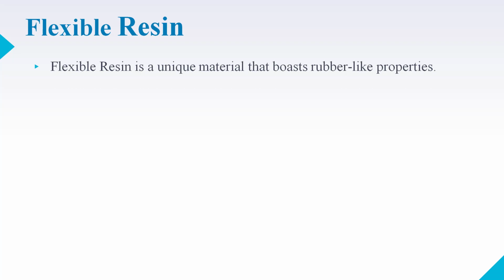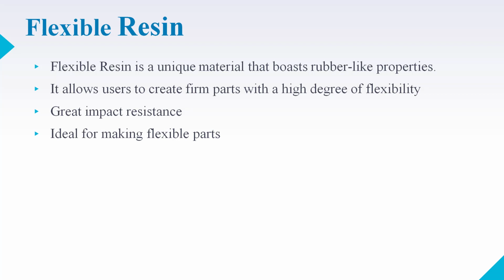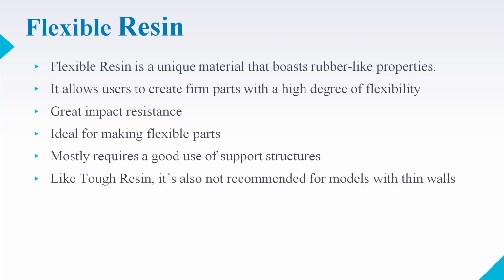Now the next is flexible resin. Again, it is clear from the name that this resin is flexible and you can produce flexible components by using it. It is a unique material with rubber-like properties. It allows users to create firm parts with a high degree of flexibility. It has great impact resistance and is ideal for making flexible parts. It mostly requires good use of support structures. Like tough resin, it is also not recommended for models with thin walls.